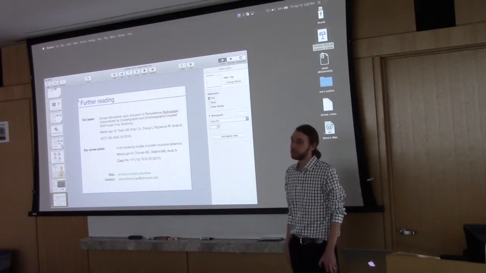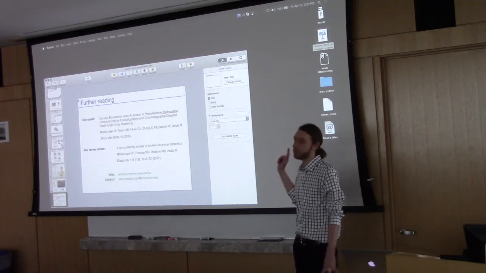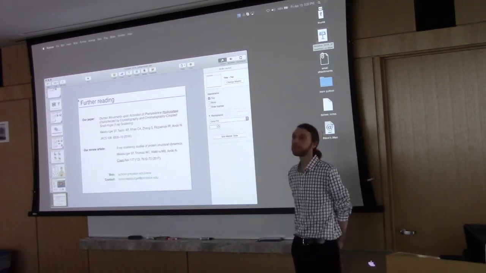But yeah, that's a challenge. One of the mutations I showed was actually a PKU-causing mutation, and we're looking at other ones now.